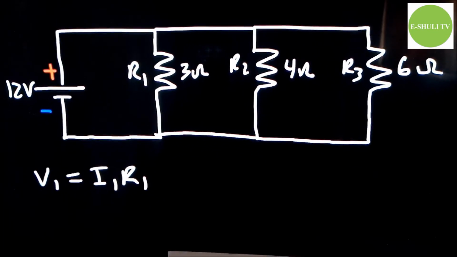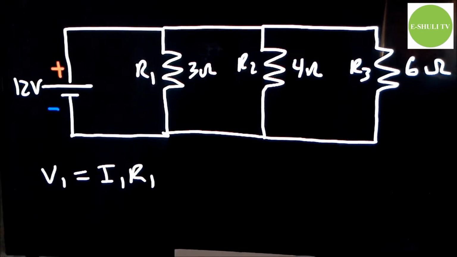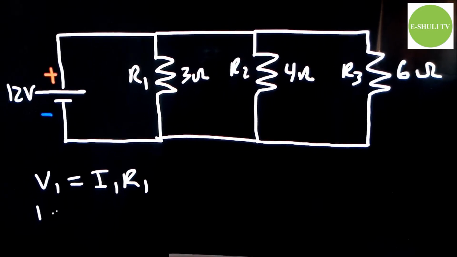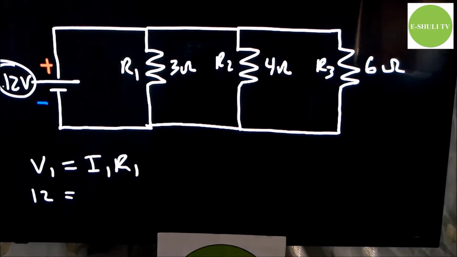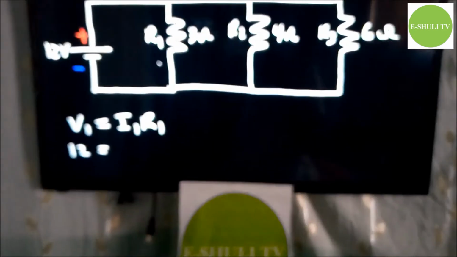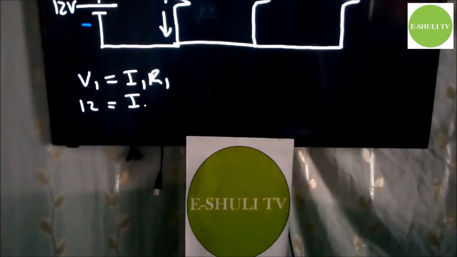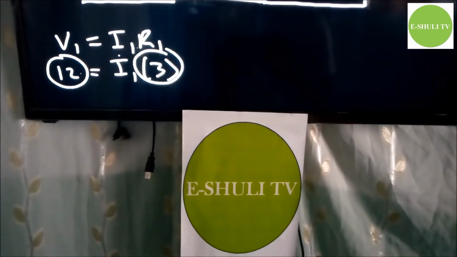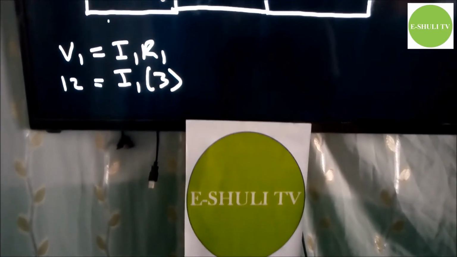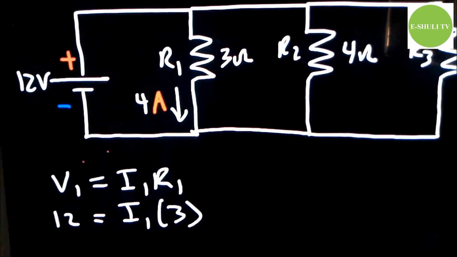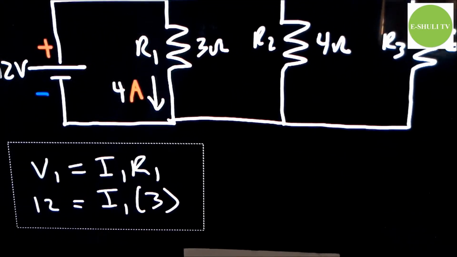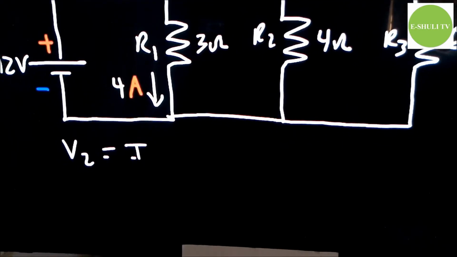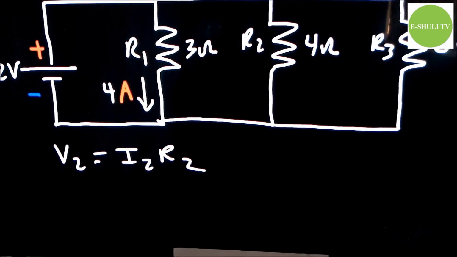So voltage 1 is equal to the current passing through the first resistor times the first resistor. Now we have 12 volts DC, which is equal to V1, equal to current times the first resistor, which is 3. Now we have voltage and we have resistor, so we are calculating the current. You take voltage over resistor, and we get 4 amperes.